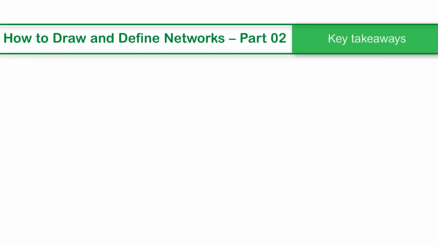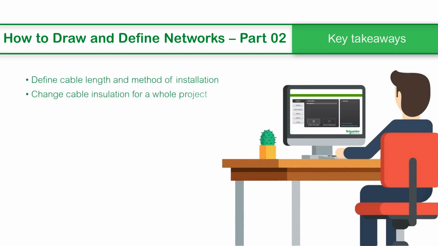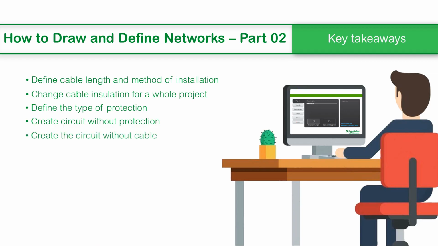This concludes the video on how to draw and define networks in EcoStruxure Power Design Ecodial. In this video, we saw how to define cable length and method of installation, change cable insulation for a whole project, define the type of protection, create circuit without protection, and create the circuit without cable.